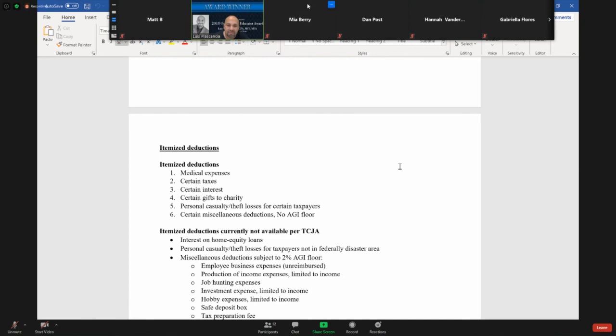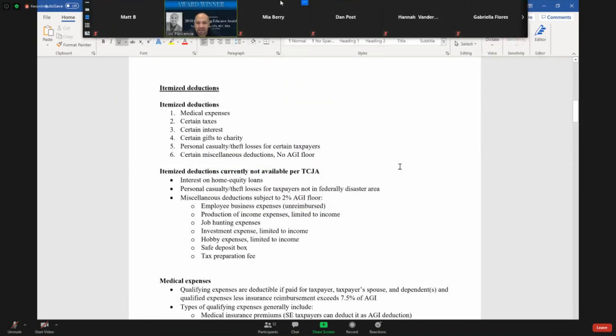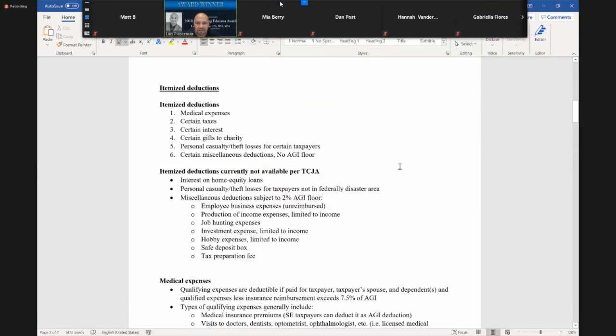Now, to understand what's not available anymore, I included this part in there. Interest on home equity loans has sort of been eliminated, to some extent. I'll talk about how you can actually use the tax code to your advantage. I guess this would be a loophole, what I'm going to explain to you in a few minutes. Personal casualty theft losses not in a federal disaster area have been eliminated. Then there are miscellaneous deductions subject to the 2% AGI floor.